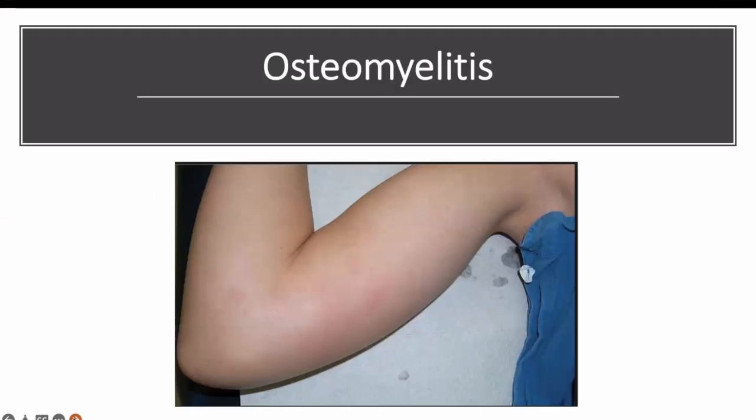Okay, let's move to osteomyelitis. So what is osteomyelitis? Infection of bone and bone marrow. Why do we need to know it's an infection of bone and bone marrow, especially in children? Because it may lead to necrotic changes.